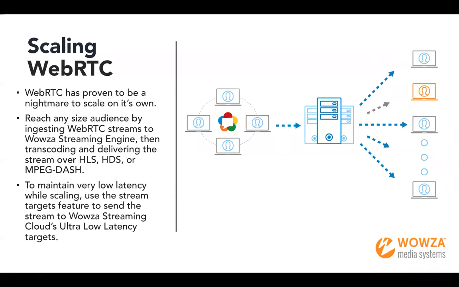It's important to note that latency will increase. Although it may be minimal, the stream will no longer be in real time. One way to ensure low latency and scalability is by using the Stream Targets feature to send the stream to Wowza Streaming Cloud's ultra-low latency targets.